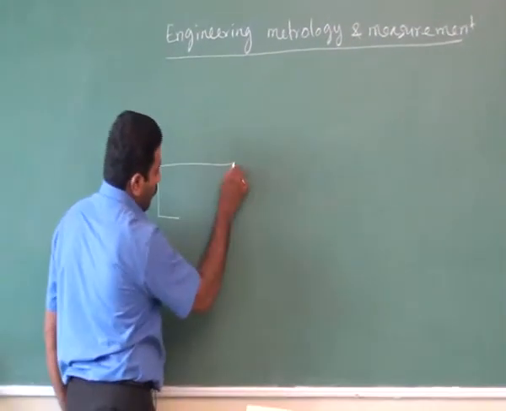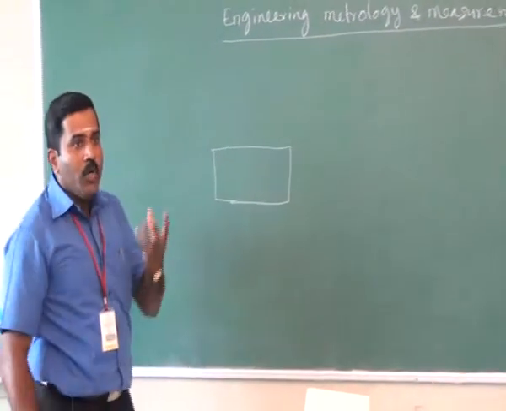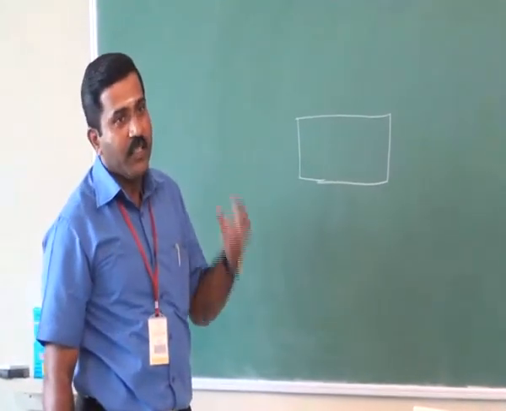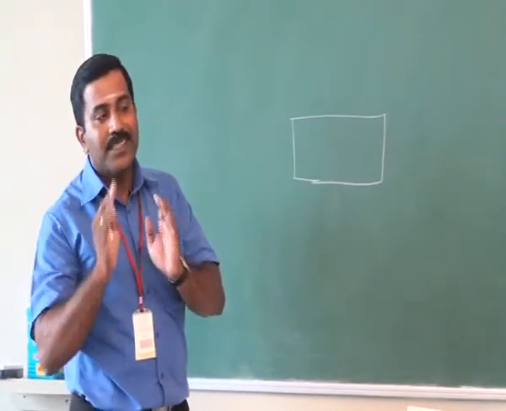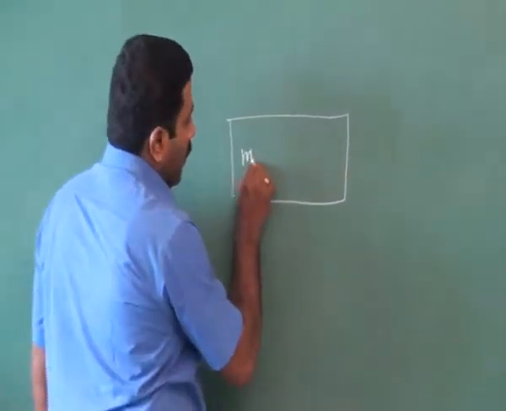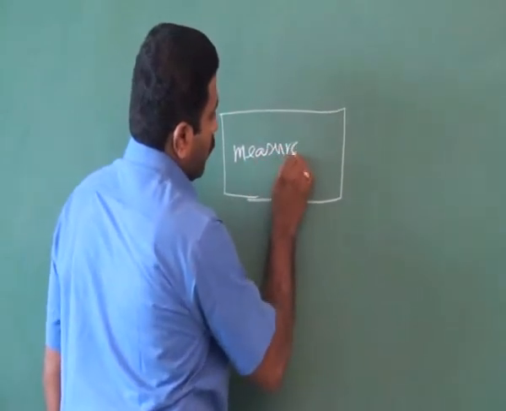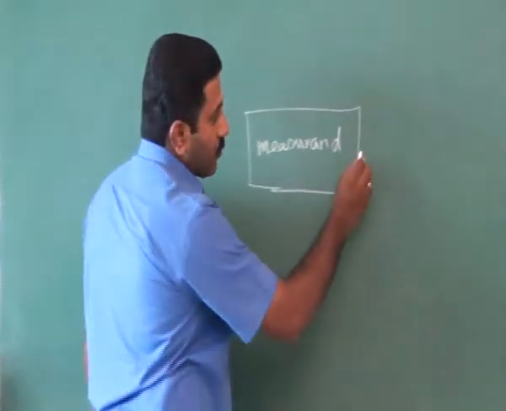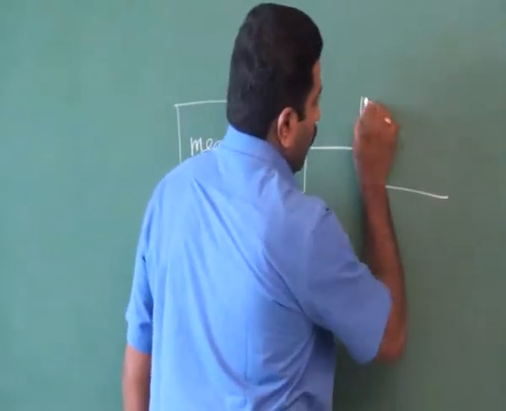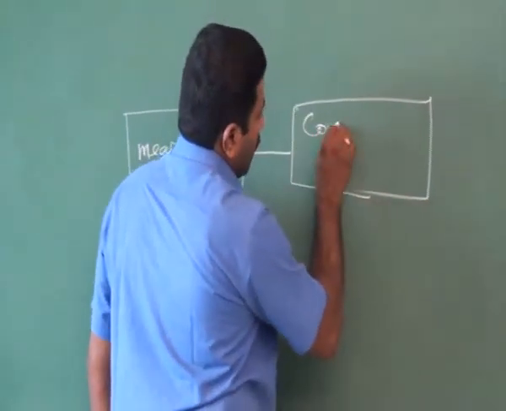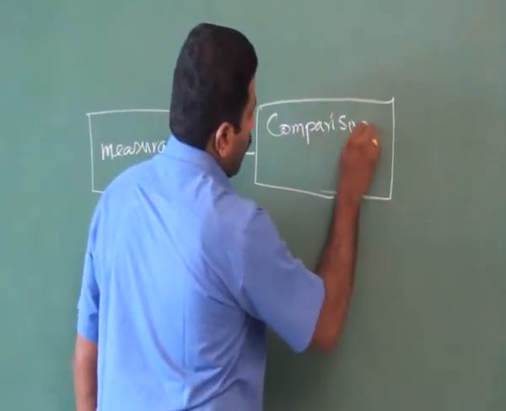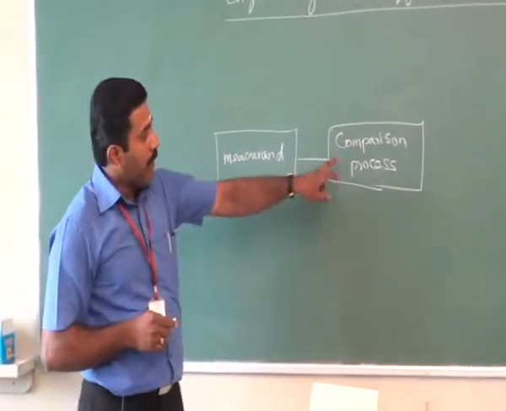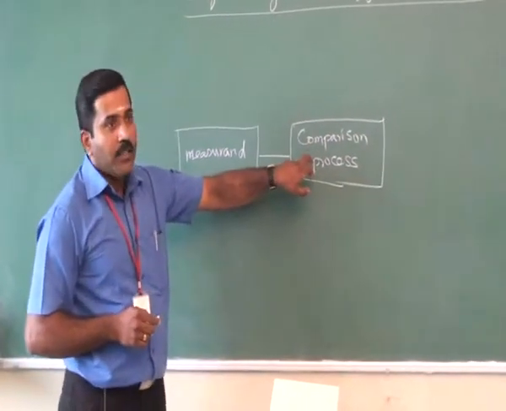How do we compare with the standard? The unknown quantity of the component is to be measured, and that is compared with the standard one. The unknown quantity is called the measurand. Measurand means the unknown quantity of the component. Then we have to compare with this one. That is the comparison process.